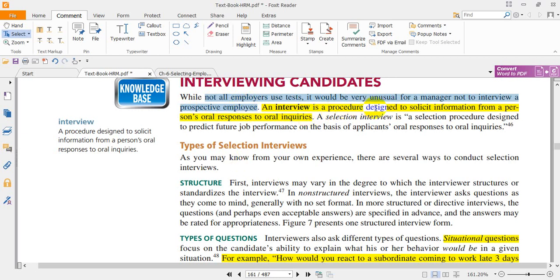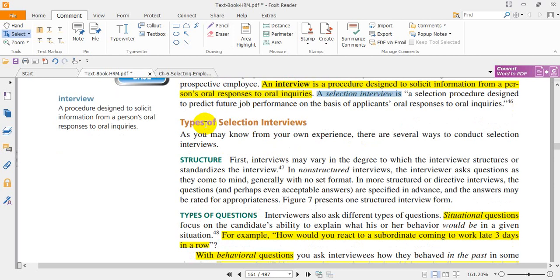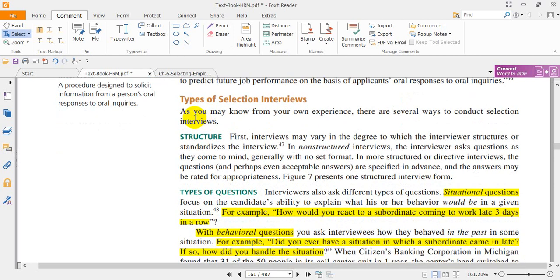An interview is a procedure designed to obtain information from a person, oral responses to oral inquiries. A selection interview is a selection procedure designed to predict future job performance on the basis of applicants' oral responses to oral inquiries. There are many types of interviews.